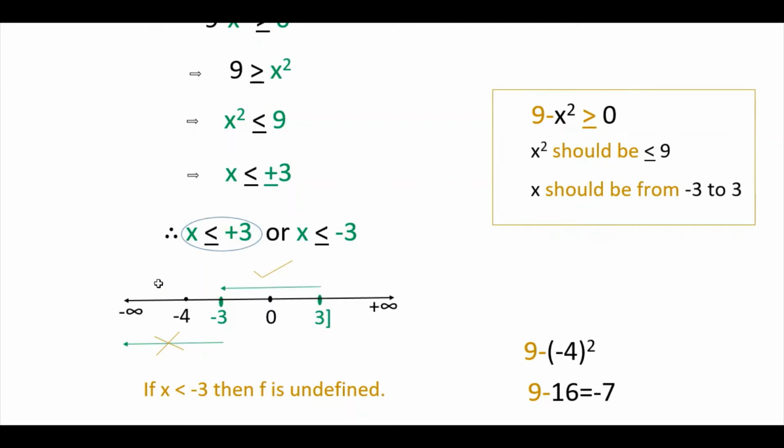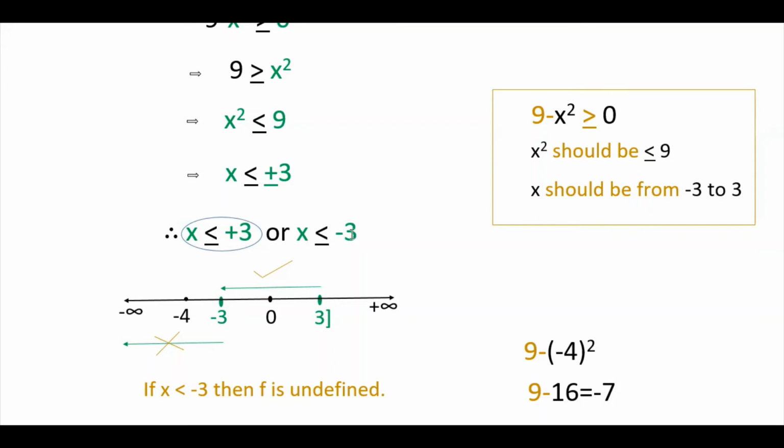So from here in this direction, x less than or equal to minus 3. But here, if you take any number which is less than minus 3, that means if you take minus 4, then 9 minus 4 square, that is 9 minus 16, that is minus 7. So it is a negative number, so it is undefined. So you should not take values less than minus 3.